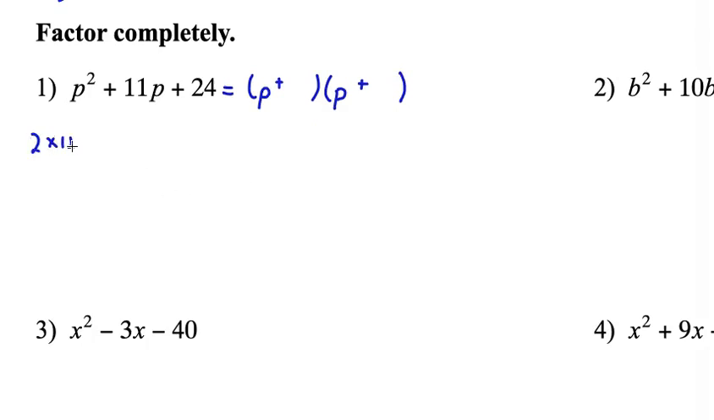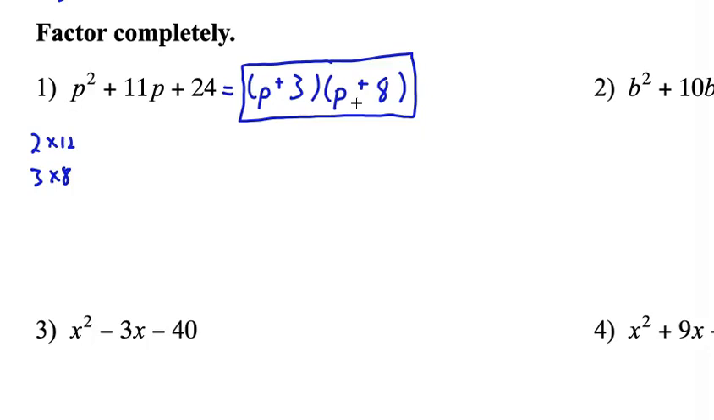So we already tried 2 times 12. Let's try 3 times 8. So we could have a factor of p plus 3 and a factor of p plus 8. When we multiply those out, p times p, p times 8, 3 times p, and 3 times 8. Now when we combine these like terms, we do get 11p. So these are the factors. I'm going to erase this part because that's not the answer. That was the question that we started with. So we successfully factored our trinomial into these two binomials.